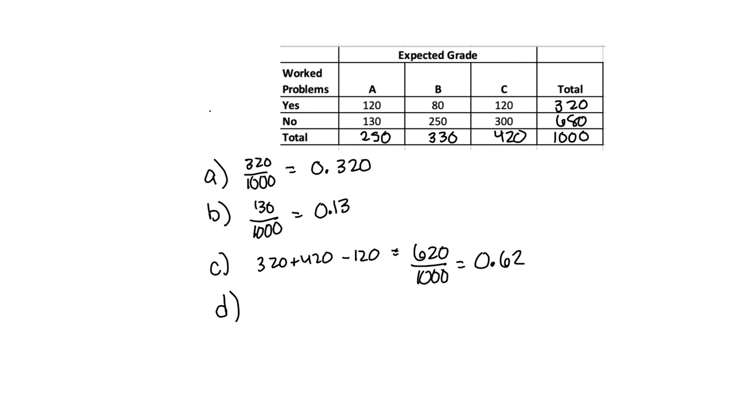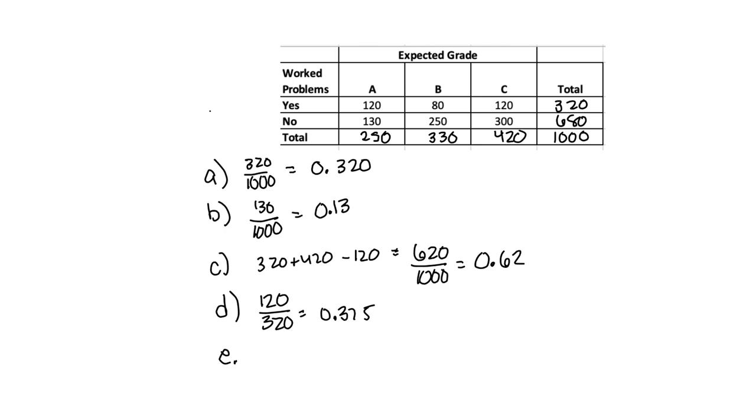Then D, find the probability that a randomly chosen student who regularly works the problems expects a grade of an A. So that would be 120 out of 320. So 120 divided by 320, and that's 0.375.